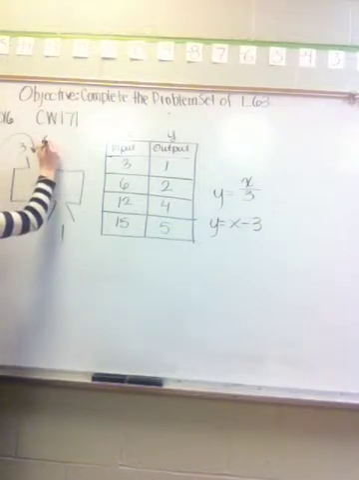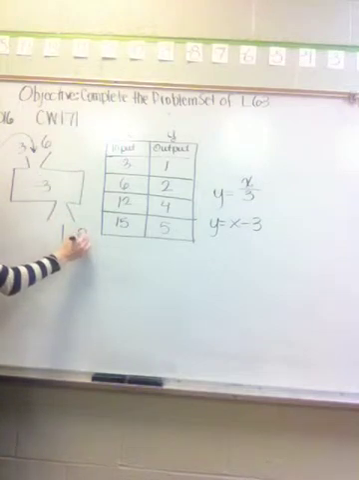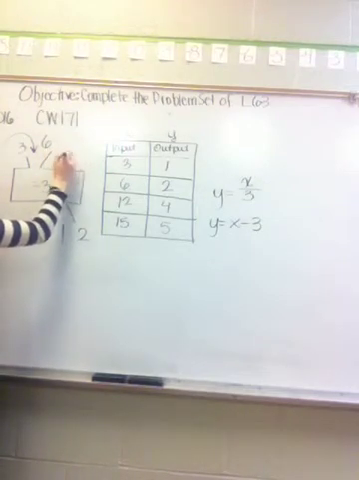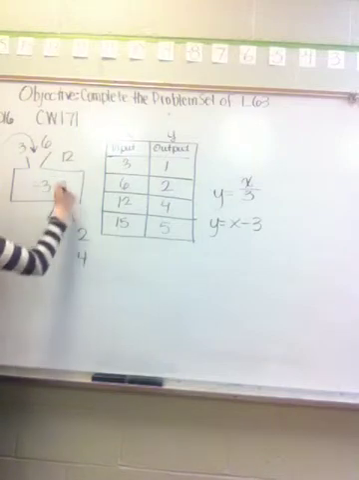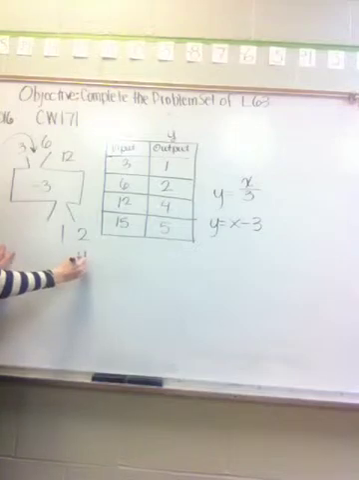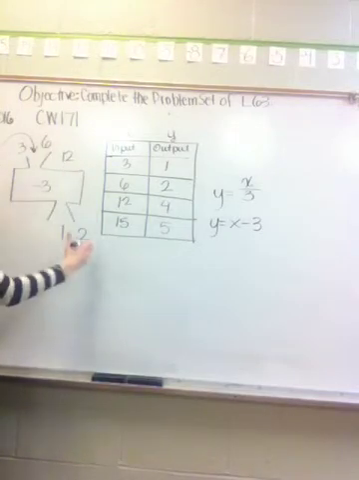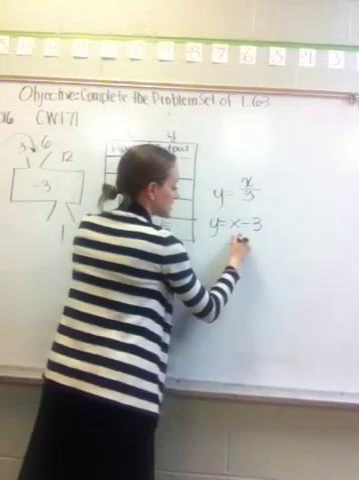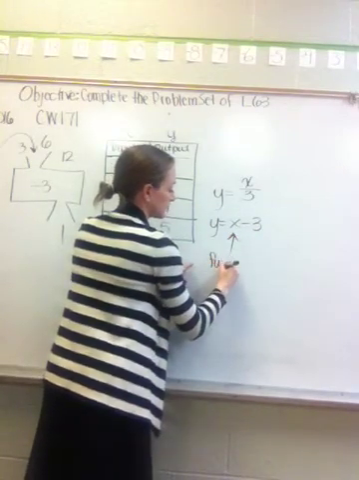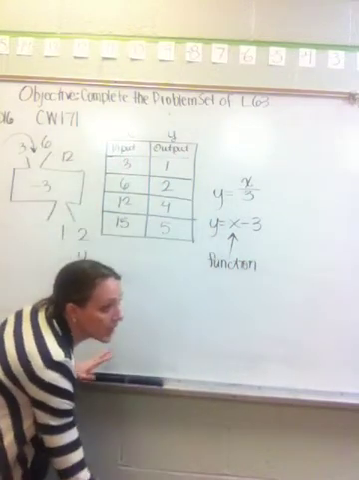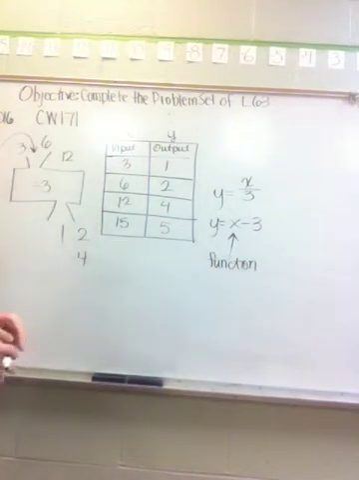I put in a 6, I get out a 2. 6 divided by 3 equals 2. Does that make sense? All right, I put in a 12, I get out a 4. 12 divided by 3 equals 4. Makes sense, right? So this is the function machine, this is the table, this is the function. Okay? And we could continue this table on down to infinity. All right?